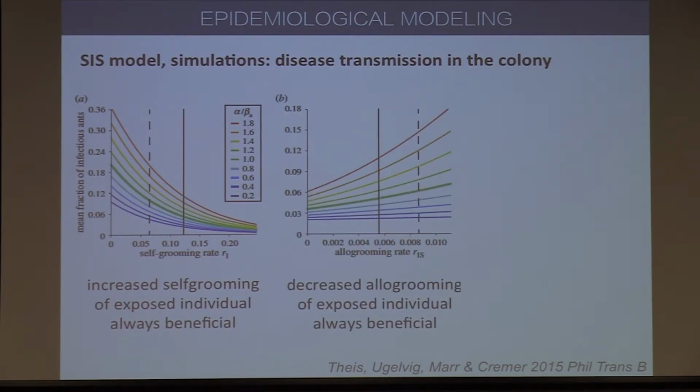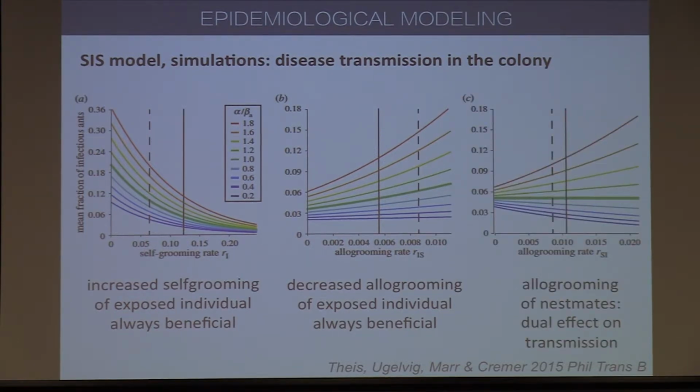The same is true when the infectious individual just stays away from the others and does not get into contact where it could transmit the disease. So a decreased allogrooming by the exposed individual is also always beneficial. However, whether or not healthy nestmates should get into contact with an exposed individual and groom it can go in both directions, and this is very much dependent on the specific host-pathogen system.